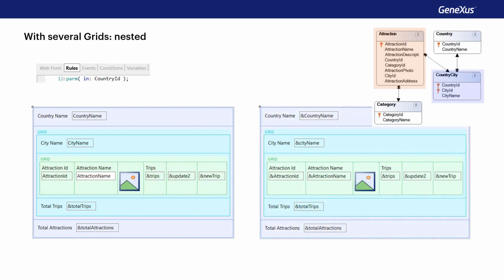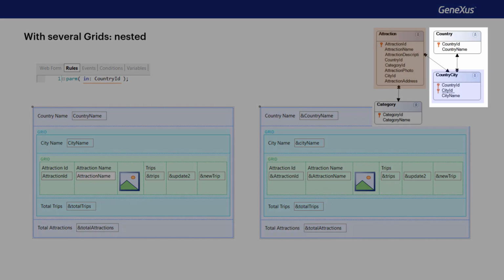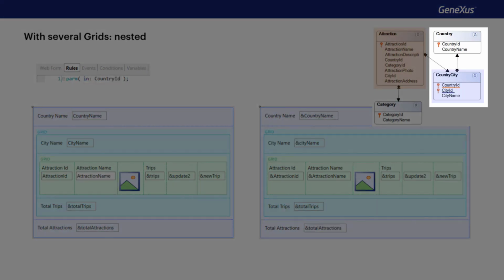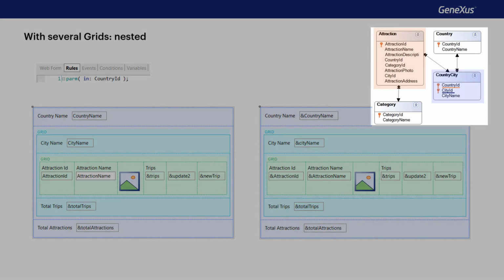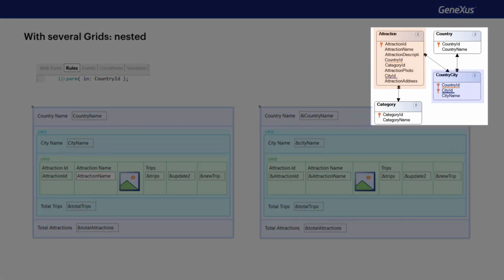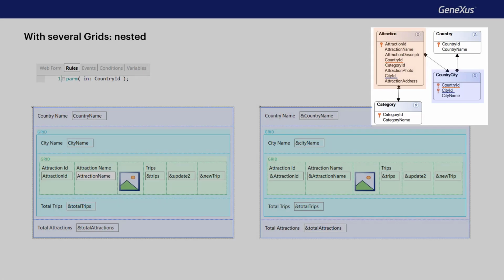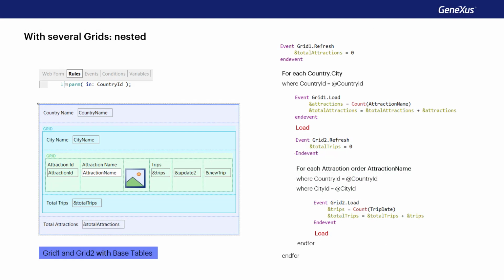In both solutions, the web panel received a country identifier and a parameter, and the external grid showed the cities of that country. That is to say, it was going to run through country city, and the internal grid showed the tourist attractions of that city. In other words, it was going to run through attraction.